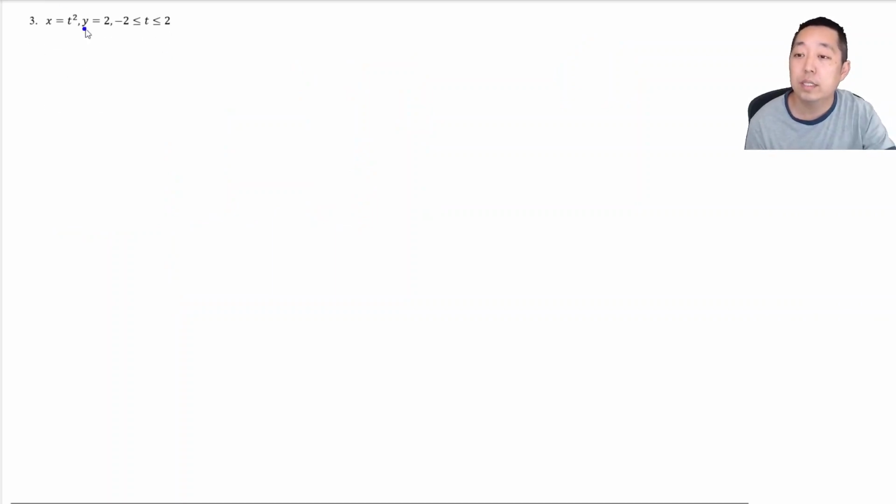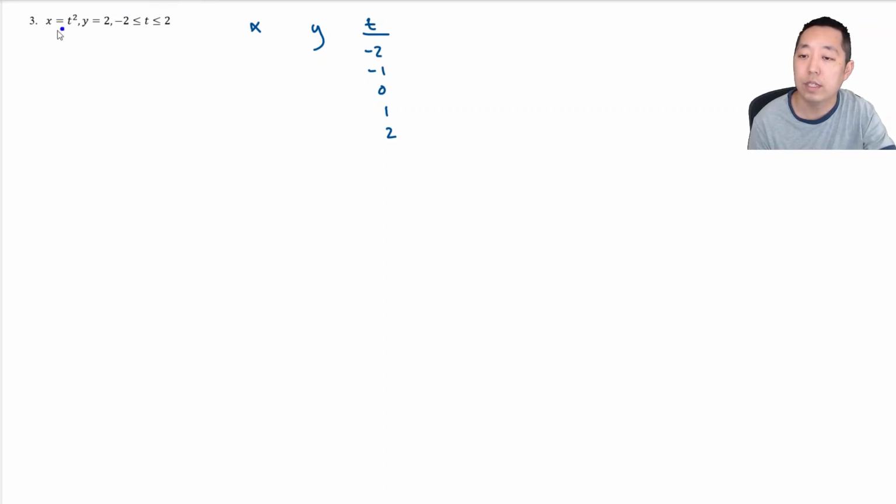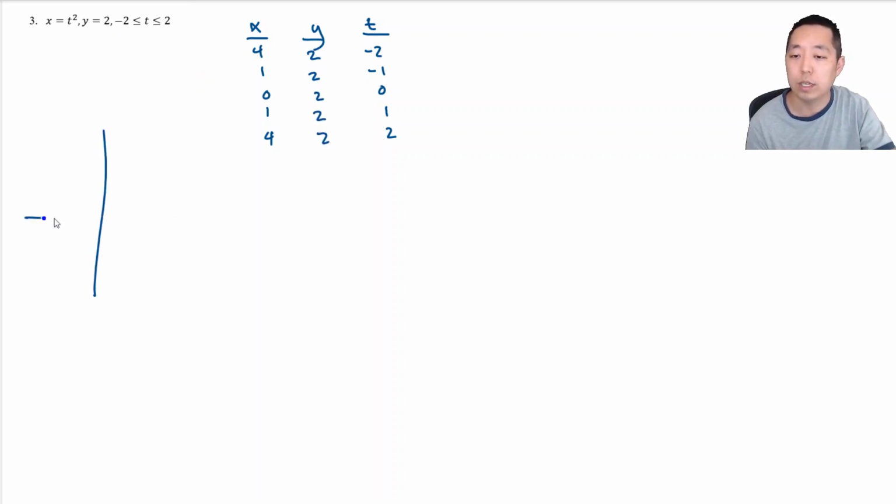All right. So x, y, t again. For t, we're going to go -2, -1, 0, 1, and 2 because that's the range of t that they're given. X is given by t squared, so that's just going to be 4, 1, 0, 1, 4. Y is given by 2, so 2, 2, 2, 2, 2. And so the y value is going to give a horizontal line. It's going to go 4, 2 to 1, 2 to 0, 2 to 1, 2. So it's going to be this line segment between the endpoints 4, 2 and 0, 2.